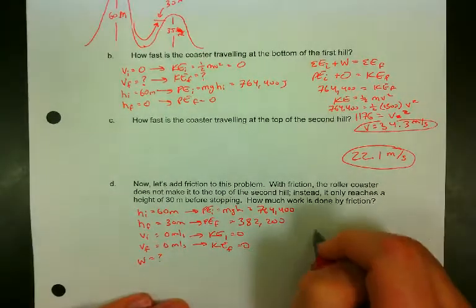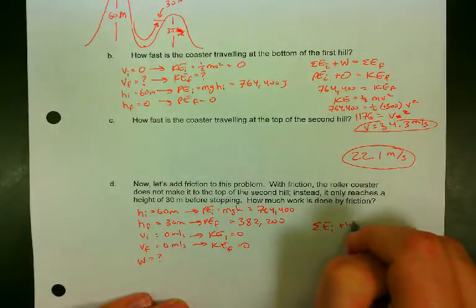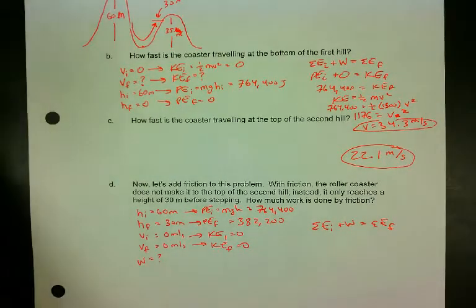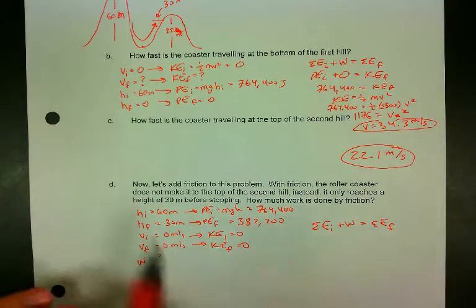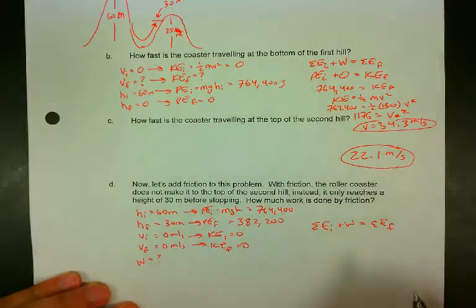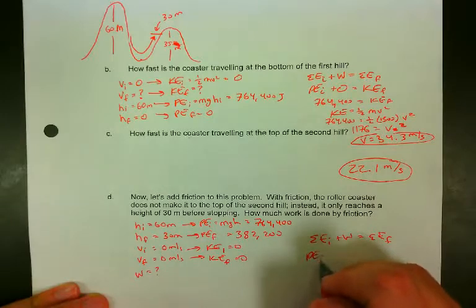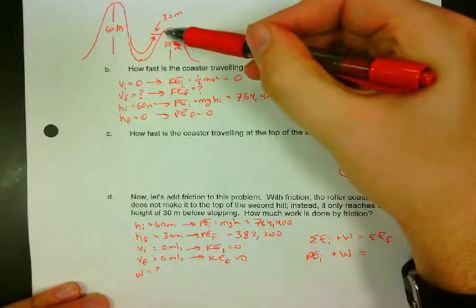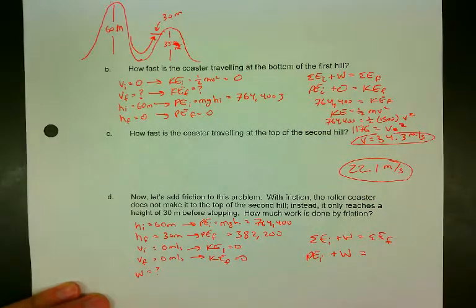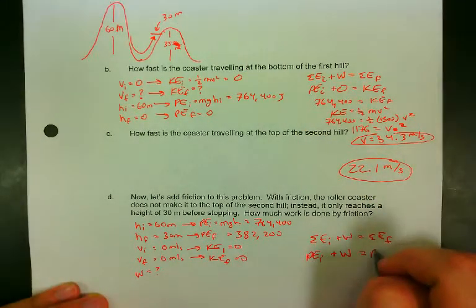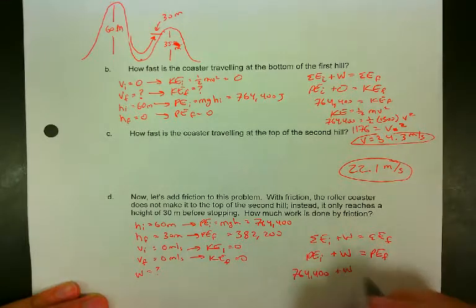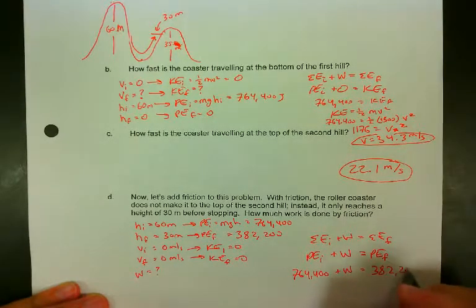And when I plug into the equation this time, what kind of energy do I have at the beginning up here? I still have only potential energy here at the beginning. And then I do have work this time, but what energy do I have here? I'm used to saying that that's kinetic energy. But if I've run out of speed on the way up, this again is potential energy. So then I have PEI, which is 764,400, plus work equals 382,200.